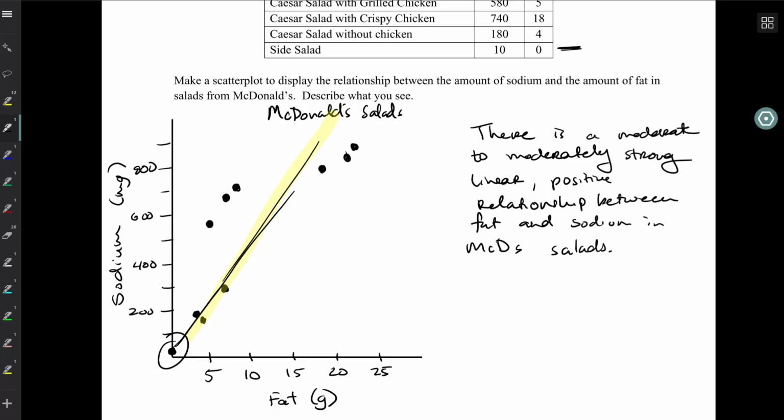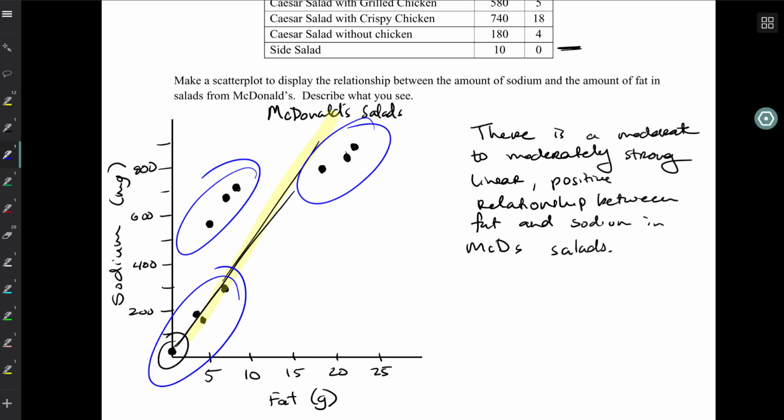Okay? Now, what we can notice though is there is something else weird that's going on. There is noticeable clustering here. Look at this. I've got these three that are clearly grouped together, and I've got these three that are clearly grouped together. I would say that there are 3 distinct clusters here. That's the most telling thing about this graph.